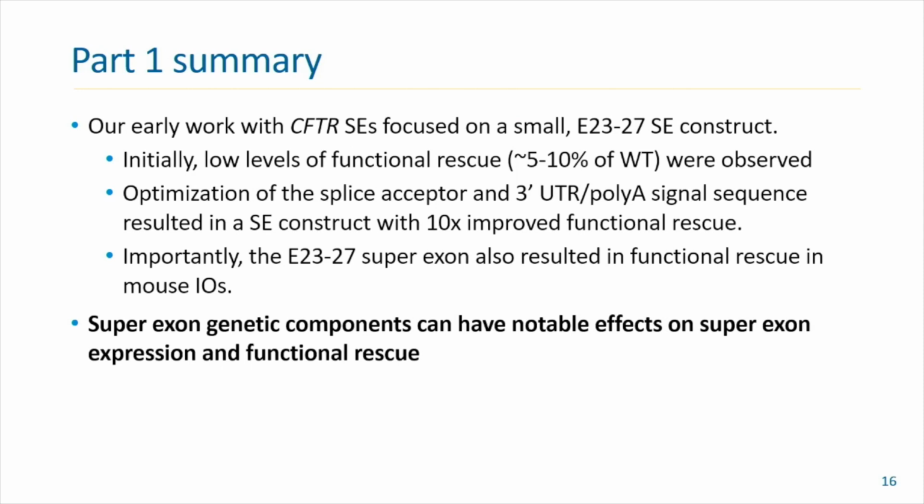So to briefly summarize part one, there are 3 parts. Our early work with CFTR superexons focused on a smaller exon 23 through 27 superexon construct. We initially saw low levels of functional rescue, only about 5 to 10% of wild type. But when we optimized the splice acceptor and polyadenylation signal sequence, we were able to improve that functional rescue by 10-fold. Importantly, the superexon construct also resulted in functional rescue in mouse intestinal organoids. So as an overall take-home, superexon genetic components, and by genetic components, I mean the splice acceptor, the polyA signal sequence, and other features of it, can have notable effects on superexon expression and functional rescue.